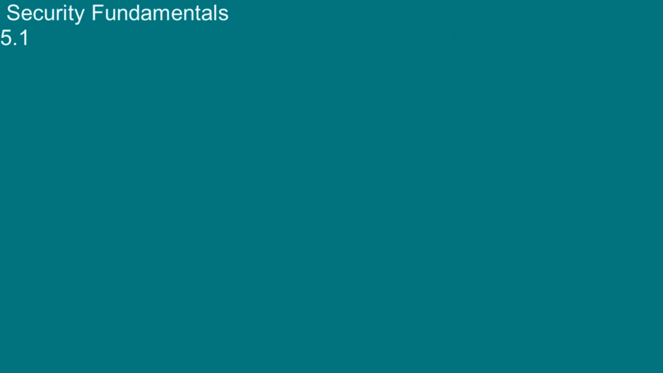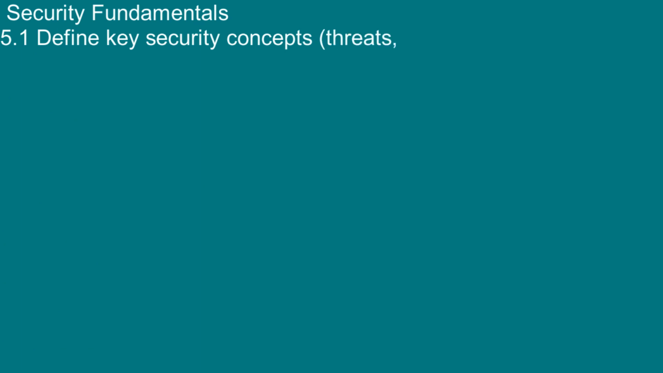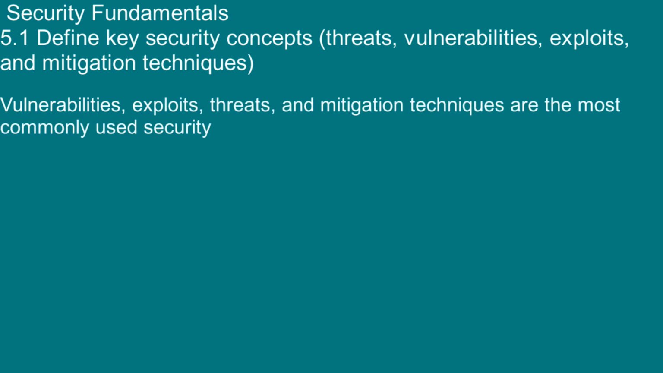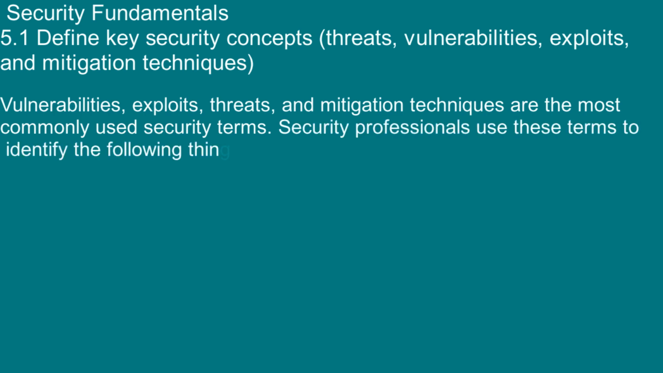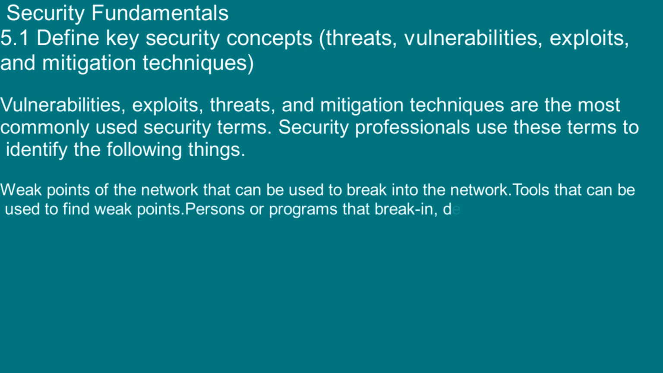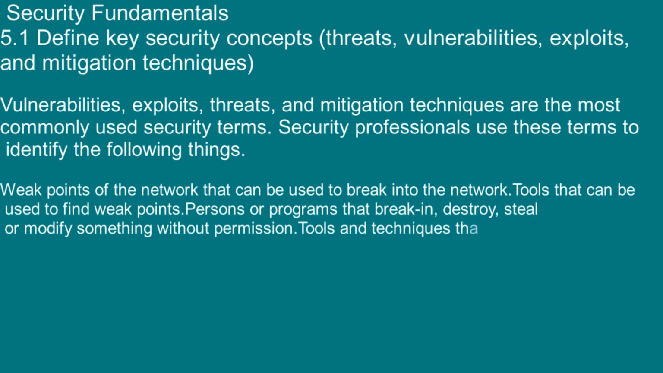5.0 Security Fundamentals. A. Define key security concepts, threats, vulnerabilities, exploits, and mitigation techniques. Vulnerabilities, exploits, threats, and mitigation techniques are the most commonly used security terms. Security professionals use these terms to identify the following things: weak points of the network that can be used to break into the network, tools that can be used to find weak points, persons or programs that break in, destroy, steal, or modify something without permission, tools and techniques that can be used to fix weak points.